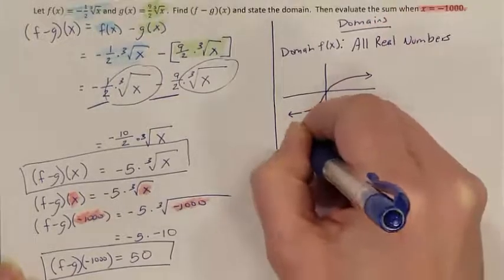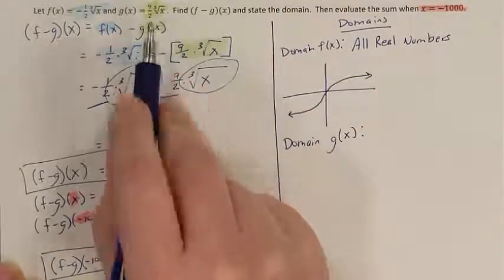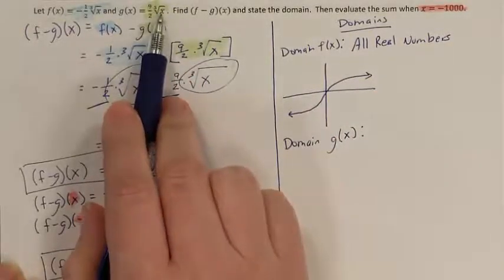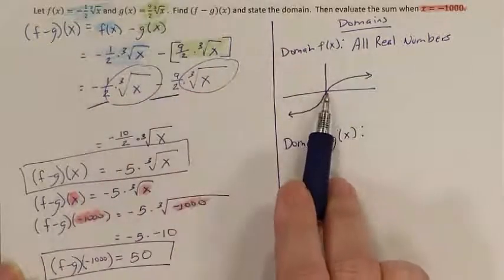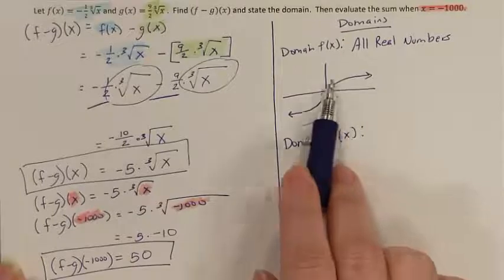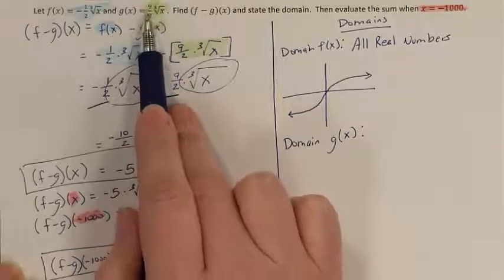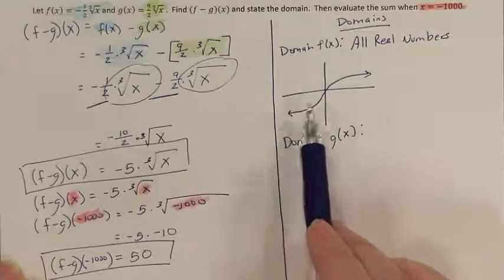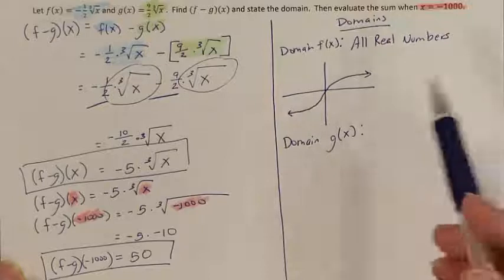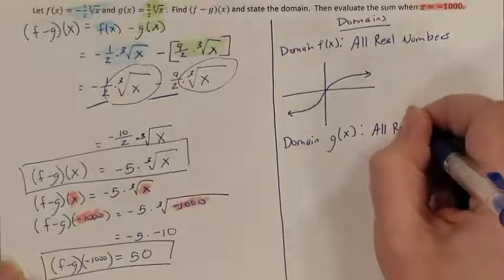Let's look at our domain for g of x. G of x is also a cubic that has no adding and subtracting on the inside or on the outside. So he is not moving left or right or up or down. So this function also has a vertical stretch, which means he just gets stretched more. So he is still forever to the left and forever to the right, which means my g of x also has all real numbers for its domain.